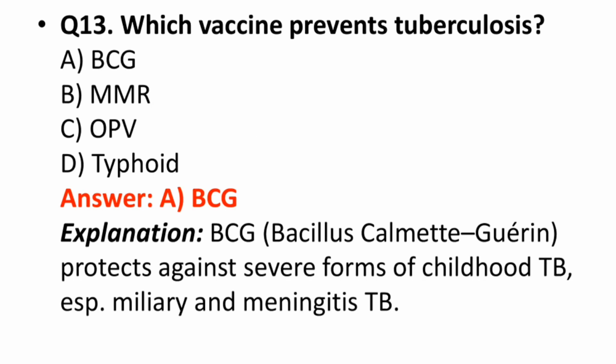Which vaccine prevents tuberculosis? Option A BCG, option B MMR, option C OPV, option D typhoid. The correct answer is option A BCG. BCG protects against severe forms of childhood TB, especially miliary and meningitis TB.